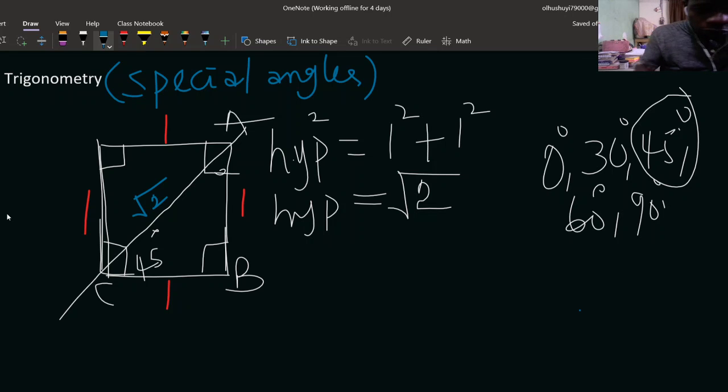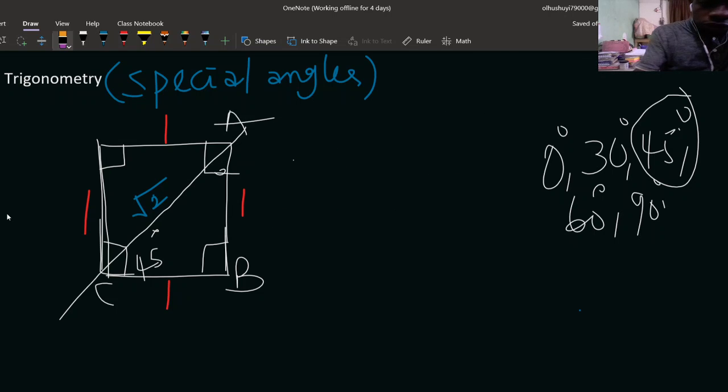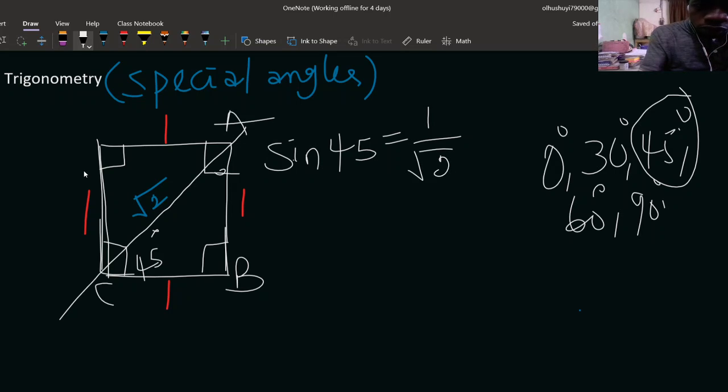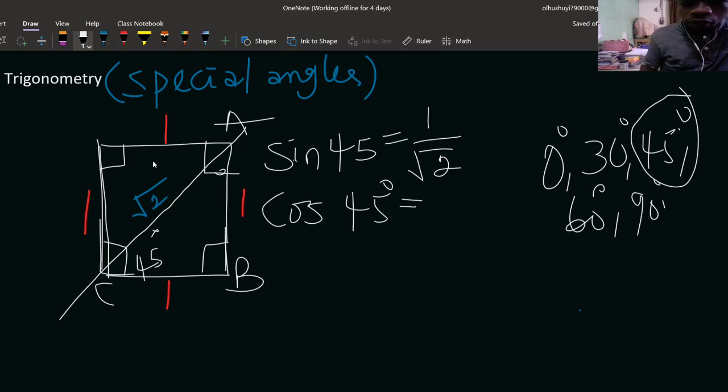So we can now look for the trig functions of those angles. Sine 45 is opposite over hypotenuse. That will be 1 over root 2. Cos 45 is adjacent over hypotenuse. Opposite over hypotenuse, adjacent over hypotenuse. We have 1 upon root 2.